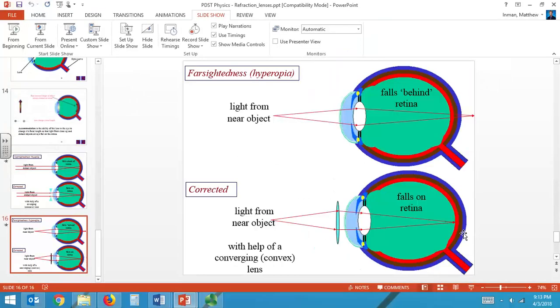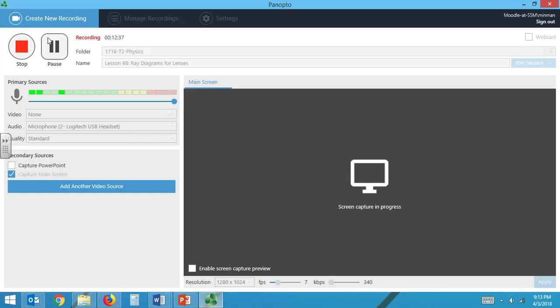So that's kind of a quick overview of lenses and how lenses work and how you can use ray diagrams to predict image location from lenses.